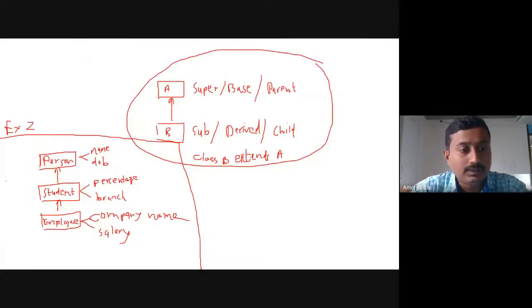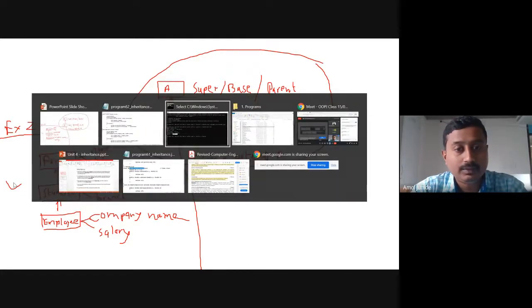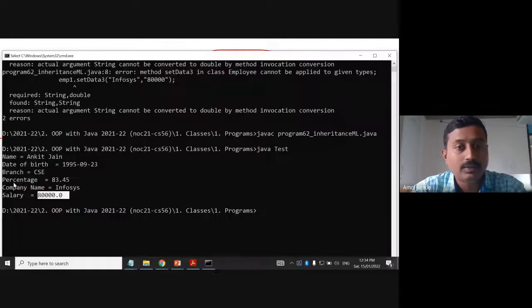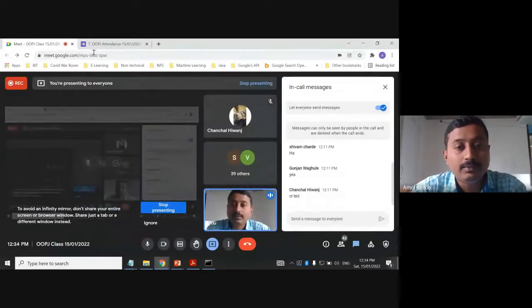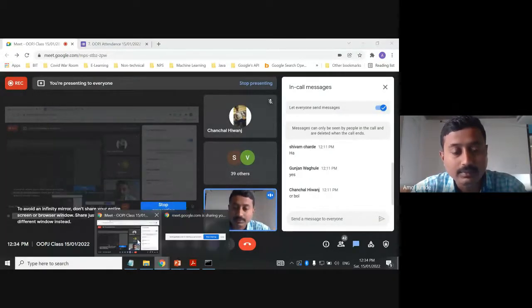Okay, so this is how we have implemented this example. Okay, so that's it. We'll stop here. In the next lecture, we'll be seeing access modifiers and access specifiers. Okay, so we are using them, but we have not studied them in detail, like private, public, protected, then final, abstract. Okay, so we'll be studying them in the next lecture.